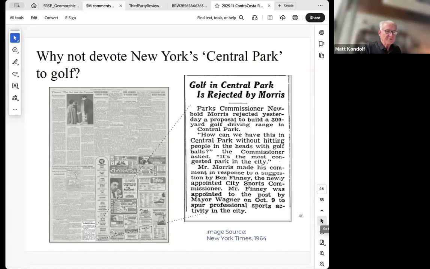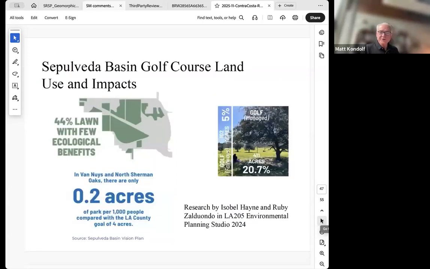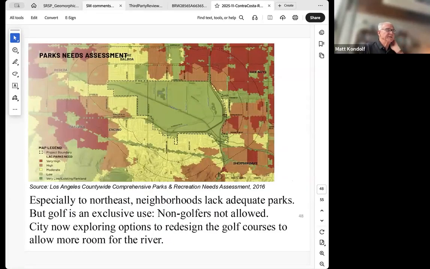If you have this as a golf course, you don't allow the people around to come and use it, even though these areas around the Sepulveda Basin have among the lowest area of parkland per person in the city of Los Angeles. So there's actually a lot of need for parks. These areas in red are very high parkland deficit. So if they could just get to the park and use that land, that would be a tremendous benefit. But most of this is off limits because it's part of golf courses.